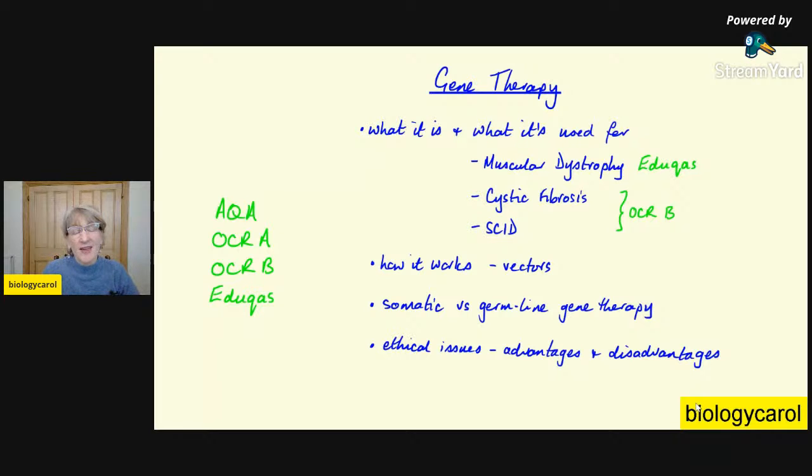This is gene therapy this afternoon, and I'm really hoping that this isn't going to take us too long. This could be quite short and sweet.